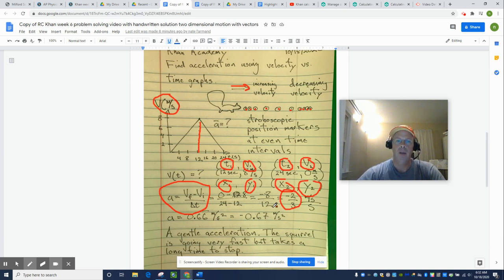So, after going 8 meters per second, if you drop 2/3 of a meter per second, 1 second later, you're moving 7 1/3 meters per second. 2 seconds later, you're moving 6 2/3 meters per second. So every second, we are changing by 0.67, or 2/3 of a meter per second.